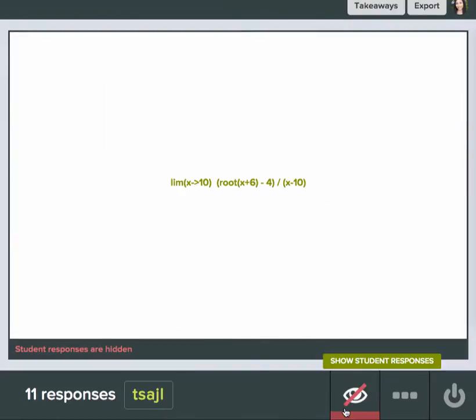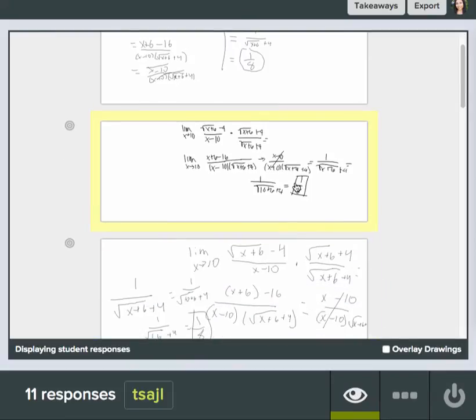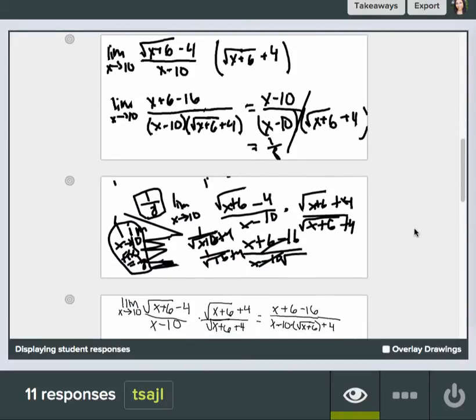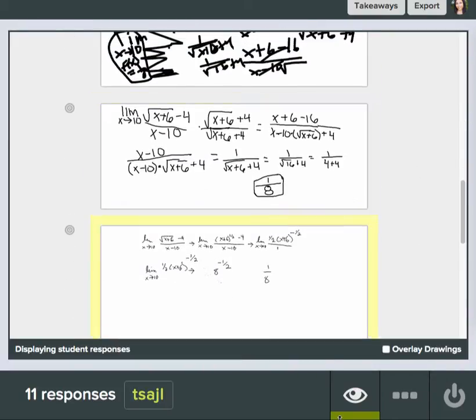How I usually use Pear Deck is that my students all have little tablets that they plug into their laptops, and they use that for the drawing feature, so they can actually write on their screen. In this question, I asked them to evaluate the limit, and you can see they can write really nicely on this. Because we do this so often, they're getting pretty good at writing on the tablets. It was a little bit difficult at first.